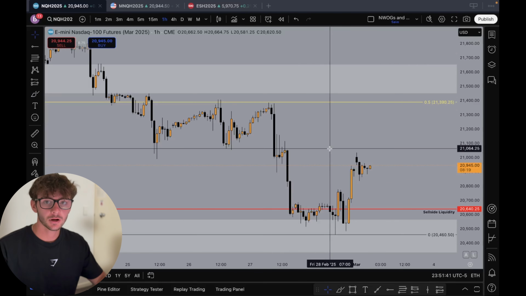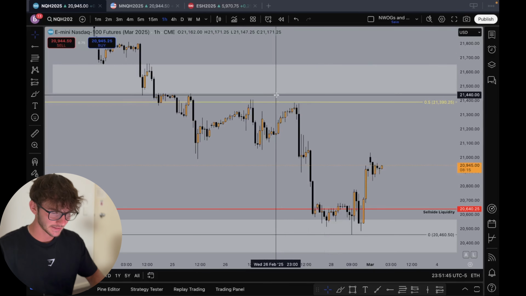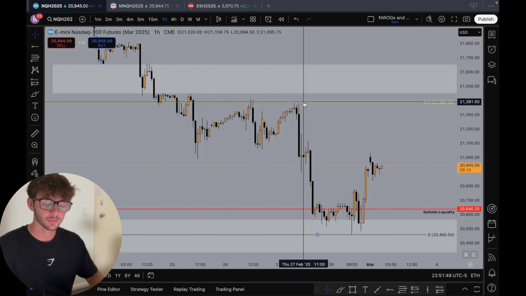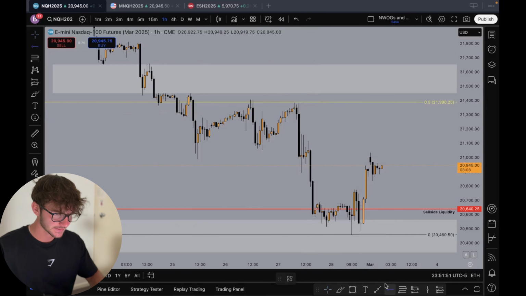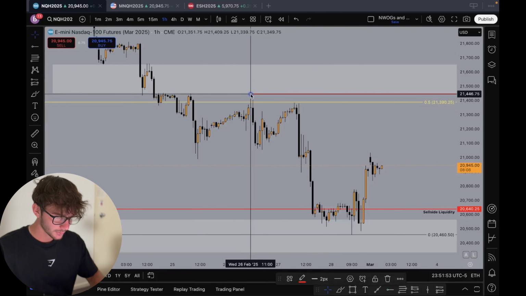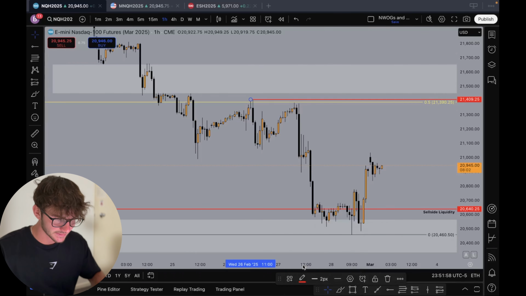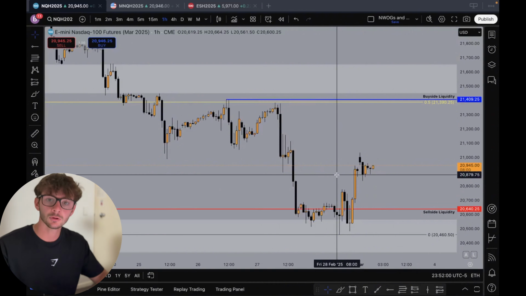So then as an added confluence, when we drop down into the hourly chart, we can see that just below this daily fair value gap from the daily chart and just at the equilibrium of this range, we have these nice equal highs here. So this buy-side liquidity pool is definitely going to be a nice target that I can look for going into the week for Monday and Tuesday's trading.